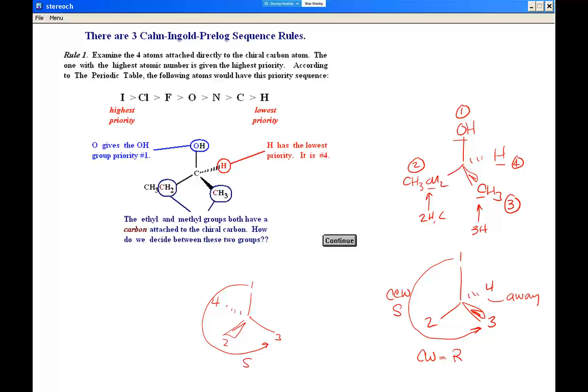So I started by saying the configuration of each chiral center is either R or S. These are the sequence rules that we have to follow to determine explicitly if it's R or S. Assign four groups, number one to number four, put four away from me on a dashed wedge, and then go from number one to two to three, clockwise R, counterclockwise S. What becomes sort of an exercise in spatial thinking is, how do I orient the molecule so that four is away from me if it's not at the beginning?